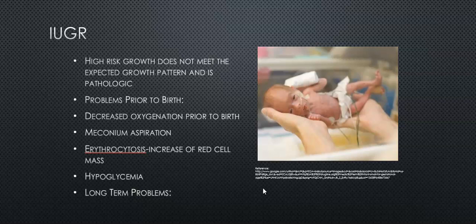The baby may have an increased risk of being born with meconium aspiration. They may have erythrocytosis, which is an increase of red blood cells. They also may have problems regulating their blood sugar. And what you're going to see with these babies in particular is they don't always meet their developmental markers. A lot of times they're playing catch up. You learned about the developmental markers in your pediatric content, especially in the newborn period, and sometimes these babies don't meet those developmental markers on time. They're a lot of times playing catch up.